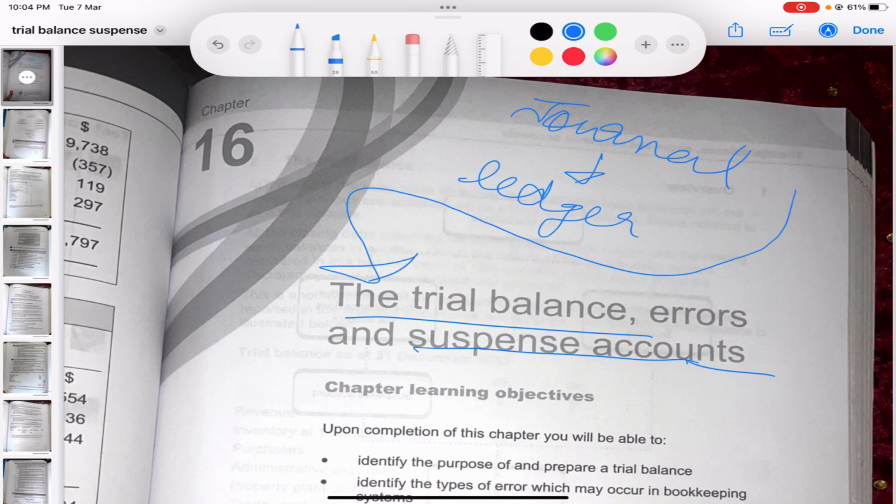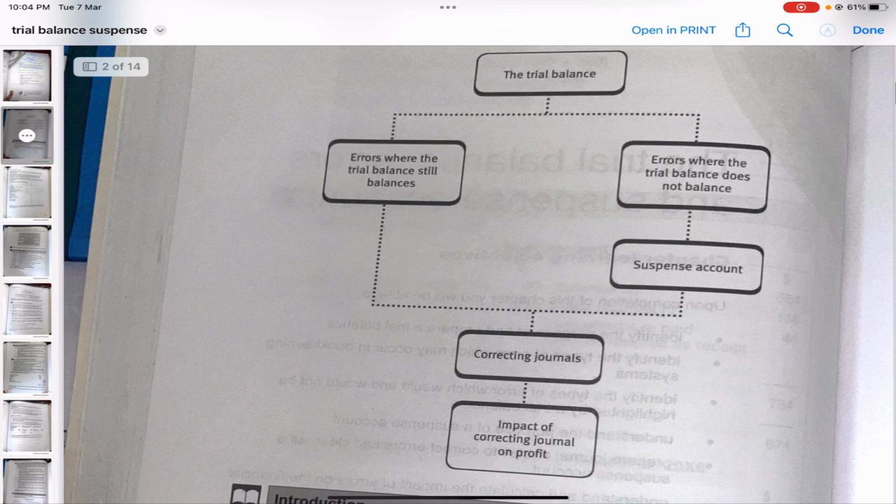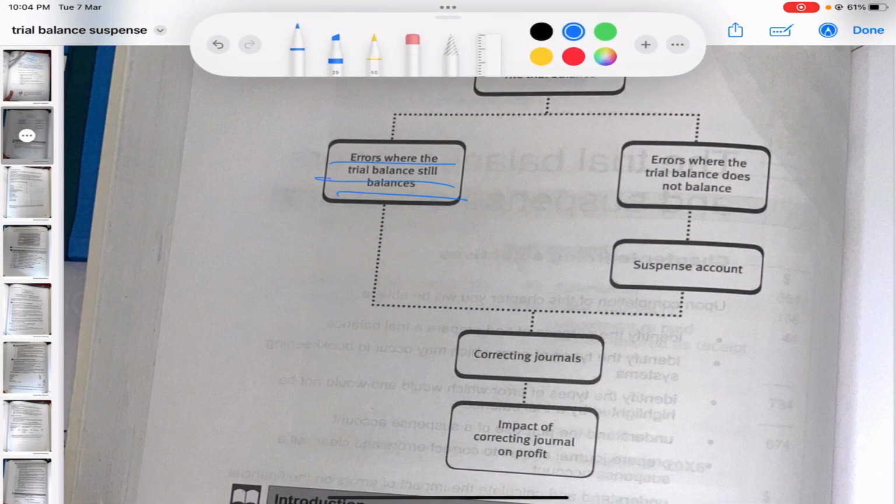Now sometimes there are errors where the trial balance still matches, meaning the balances can match even if there is an error. So, errors where the trial balance still balances. For example, let's say I put a sale of 80, and even in the cash account I put 80. Even though the value is incorrect, it is the same on both sides, so it will still be matching.